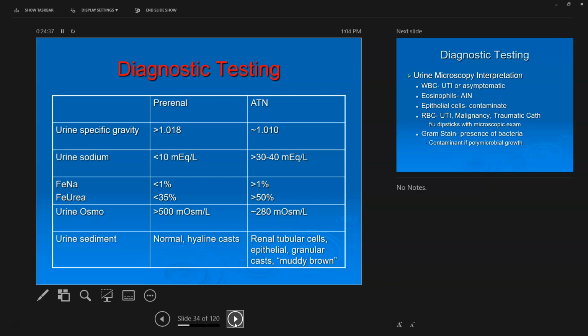So also know that when you get that microscopy, it's going to tell you what other kinds of cells and sediment might be in there. Pre-renal, it's going to be benign. There's not going to be any white blood cell casts or red blood cell casts. What you may see the most in ATN is epithelial casts or granular casts. It might be more like muddy brown in somebody with ATN.